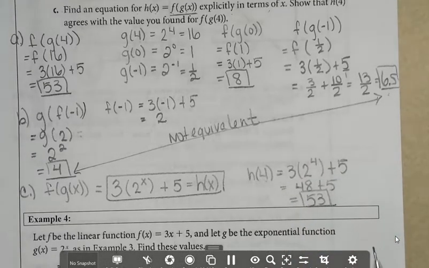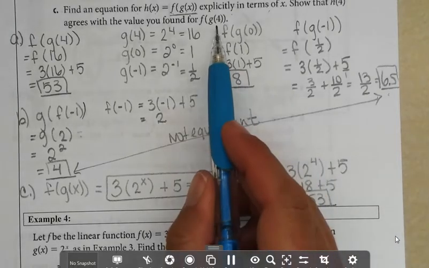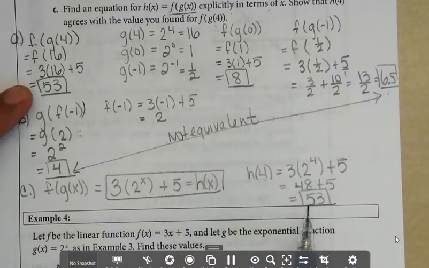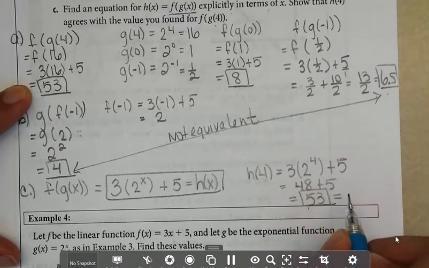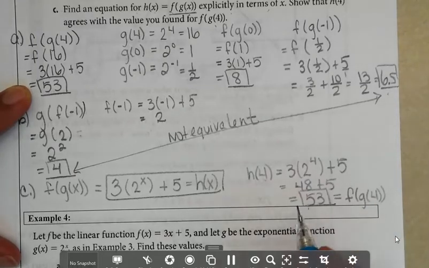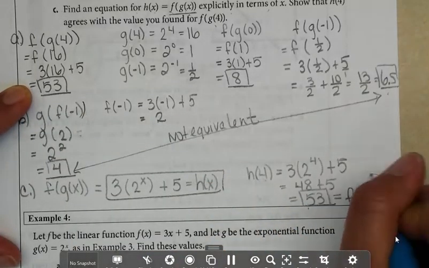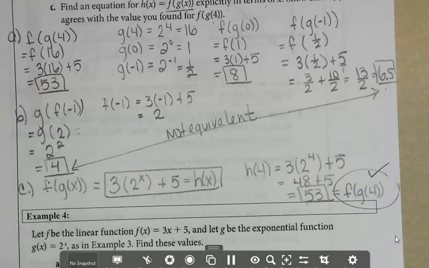Does it match up with what we found for f of g of 4? In fact, it does, right? These are exactly the same. So we can say equals f of g of 4. Or you can put a check mark, or you could draw an arrow, okay? But either way, it checks out.